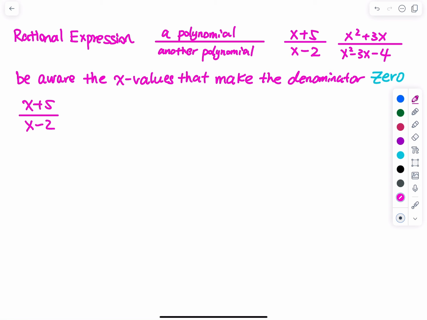What happens when x is 0? You have 0 plus 5 over 0 minus 2. That is fine. 5 over negative 2 is totally defined. But what about this? What happens when x minus 2 equals 0? Well, we have a number divided by 0, that is undefined, right?